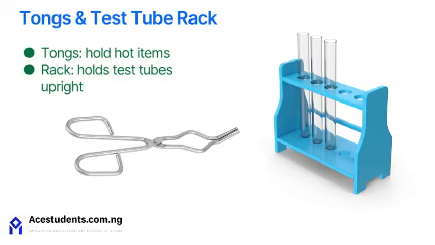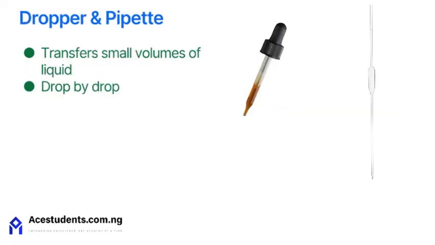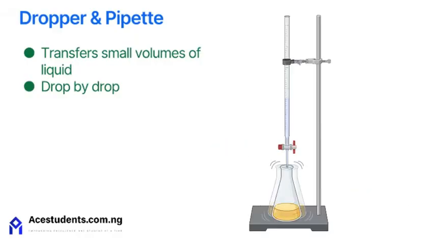Tongs and test tube rack. Tongs are used to hold hot containers like crucibles or flasks. A test tube rack supports test tubes during experiments. Droppers and pipettes. Droppers and pipettes are tools used for moving tiny amounts of liquids. They allow for precision, especially in titrations.